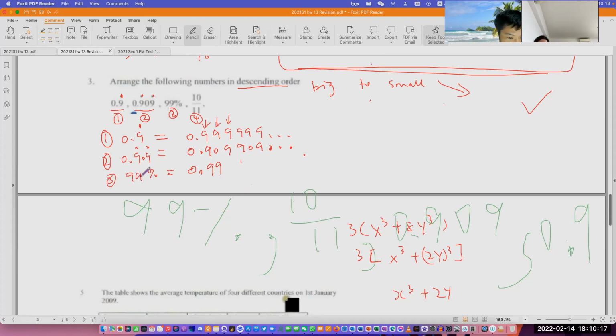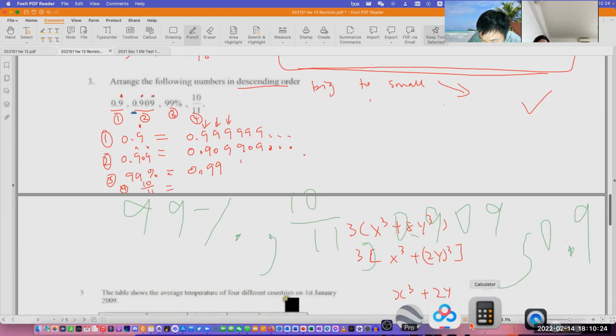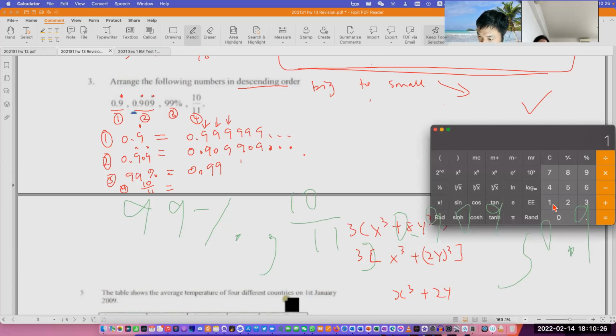Okay, now the fourth one. For the fourth one you have to use your calculator. 10 divided by 11. So I'm going to use a calculator here. 10 over 11, so it's 0.909090. Okay, good.